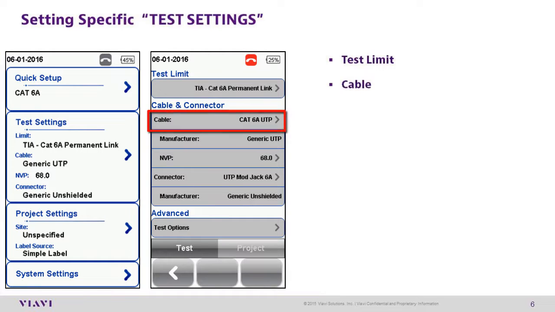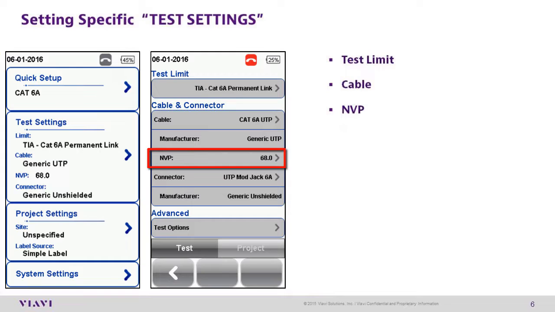Cable allows you to select the manufacturer of the specific cable you're testing. If the manufacturer is unknown, select a generic option. If the cable you are looking for is not listed or is a unique construction, select Customized Cable and set the limit yourself.